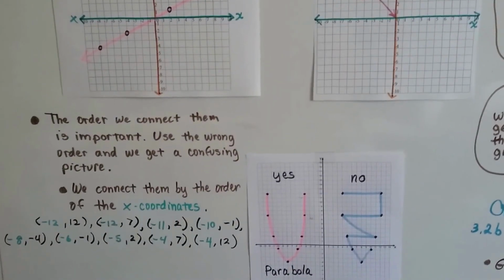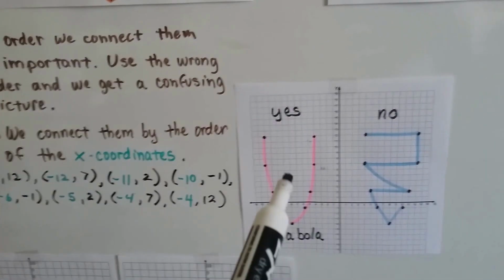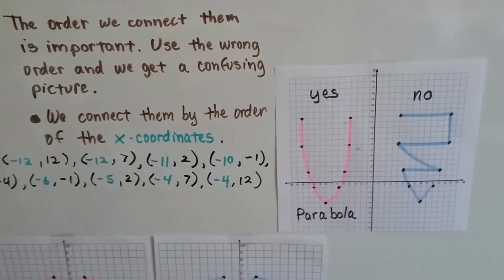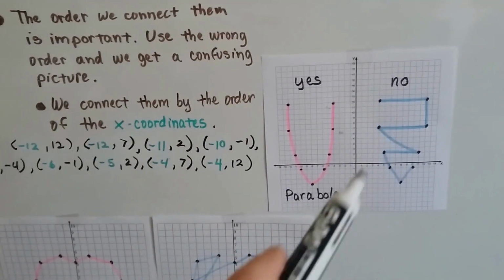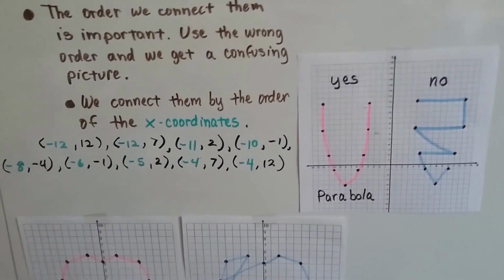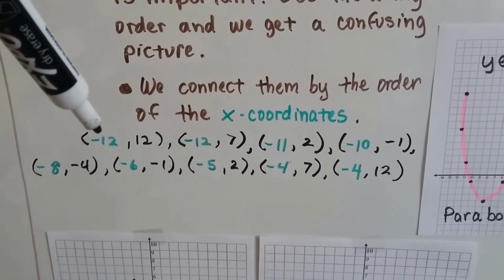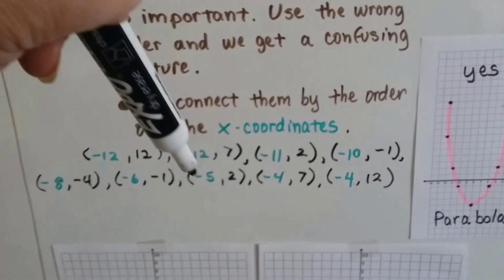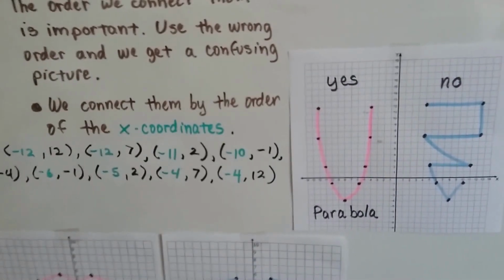Now, the order we connect them is important. If we use the wrong order, we can get a confusing picture. We have this nice parabola. Look at this silly thing. So if we connect them by the order of the x-coordinates, we'll get this nice parabola. But if we just do it willy-nilly and don't pay attention to the x-coordinates, we can end up with some funny corkscrew-looking thing. So if you look at these x-coordinates, you can see they start way on the left of the number line at the -12, and then it slowly gets bigger, -11, -10, -8, -6, -5, -4, -4. So it slowly headed that way, didn't it?